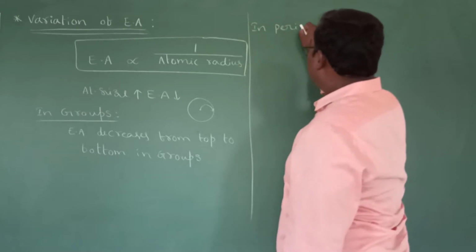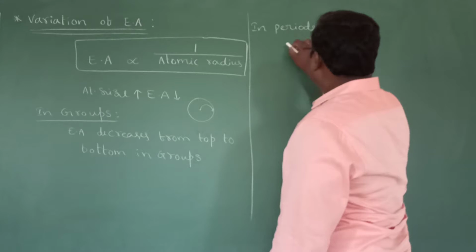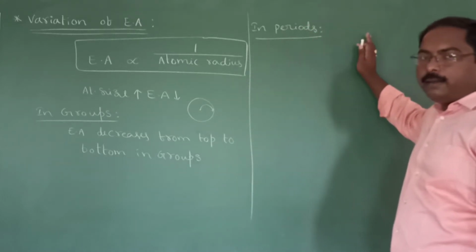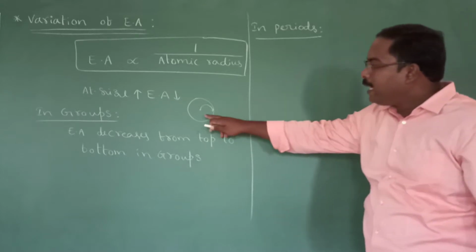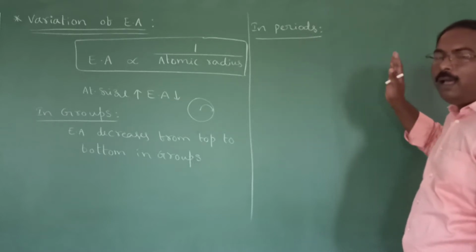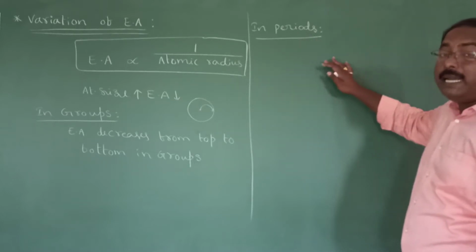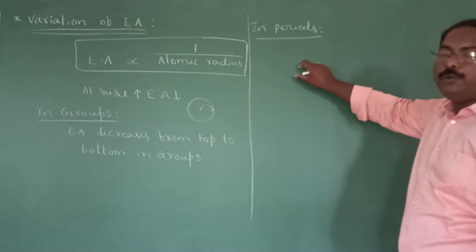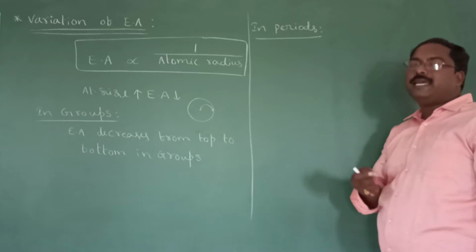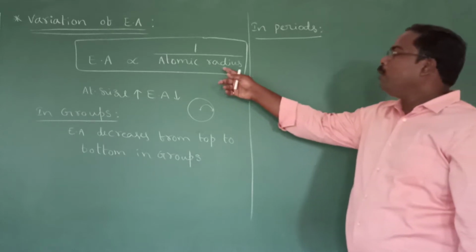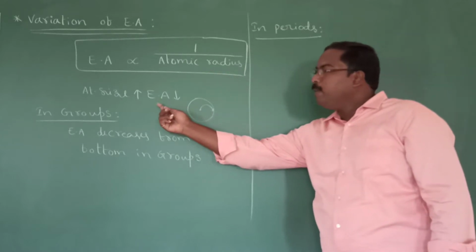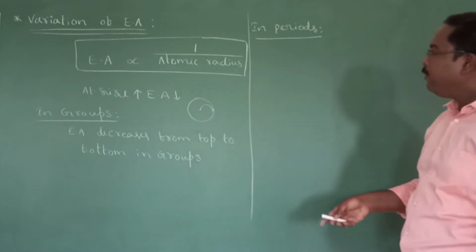In periods, let us observe. As we know, while we are moving from left to right in a period, what is happening? The nuclear charge is increasing. When we move from left to right in a period, atomic number increases, but the number of shells is the same. So the effective nuclear charge increases. As the effective nuclear charge increases, we know atomic radius decreases, and the smaller the radius, the more will be the electron affinity value.